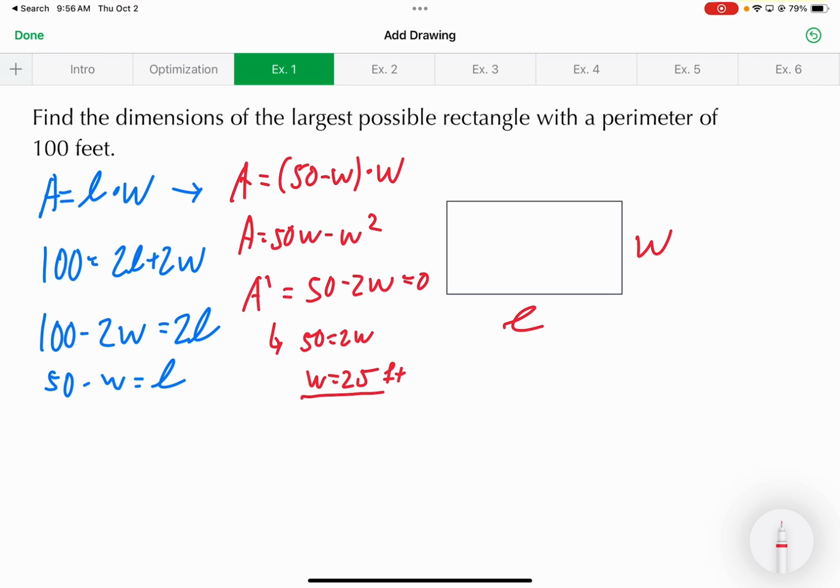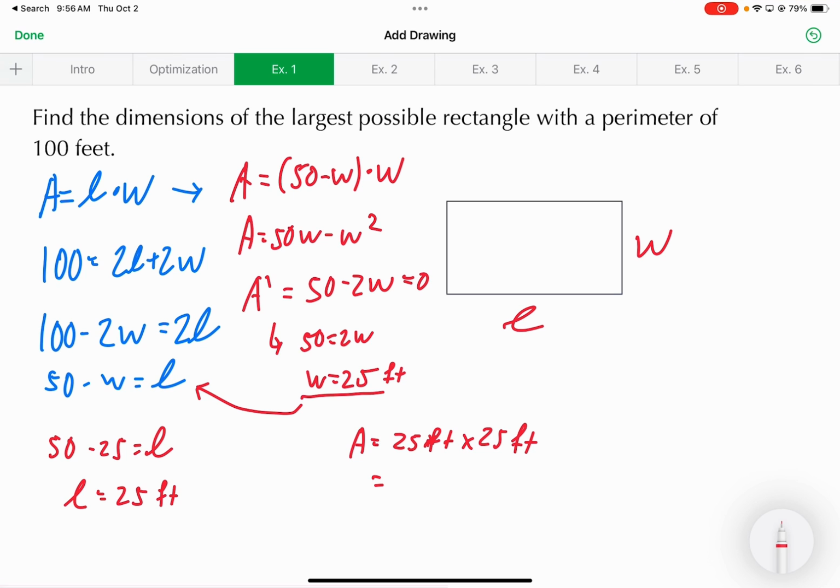Now, it says find the dimensions, so I need to find my value for L. Well, now that I know what W is, I can just plug it into my expression right next door. So then I would have 50 minus 25 equals L, which gives me a length of also 25 feet. So my max dimensions would be 25 feet by 25 feet, giving me a max possible area of 625 feet squared. What do you notice about this rectangle?